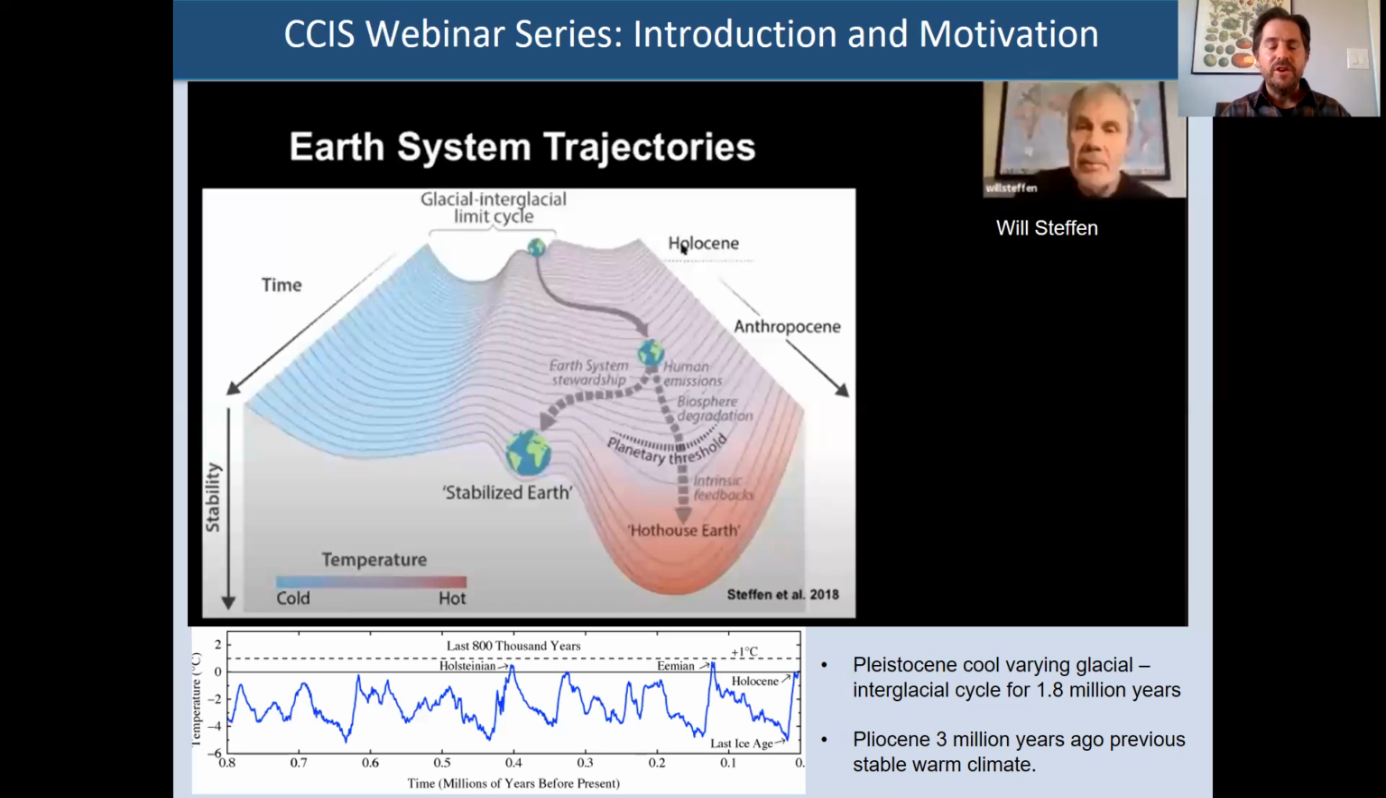So Will's concern, and ours shared with us as well, is that right now, where humanity and the Earth system are, we have a choice between Earth system stewardship, where we take Earth into a stabilized, less dangerous area, or we start looking at business as usual and hitting serious planetary thresholds, where we take Earth into this stable hothouse Earth that's very hard to get back out of.